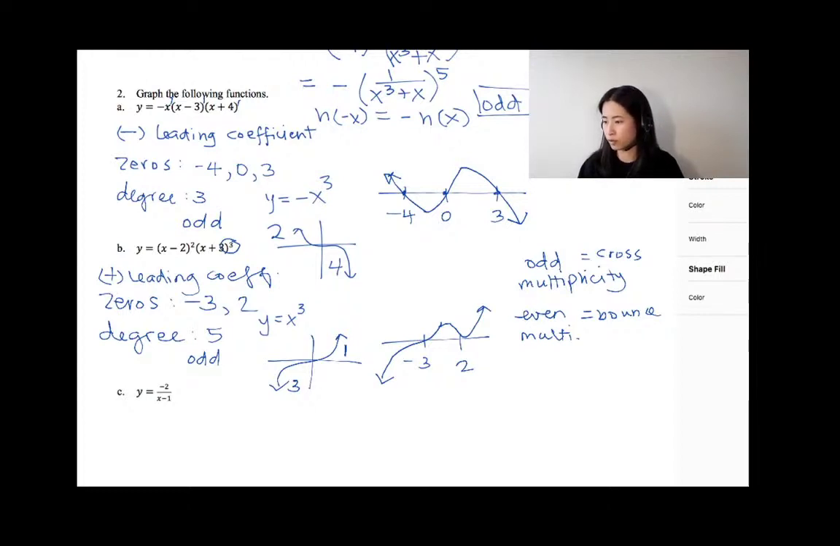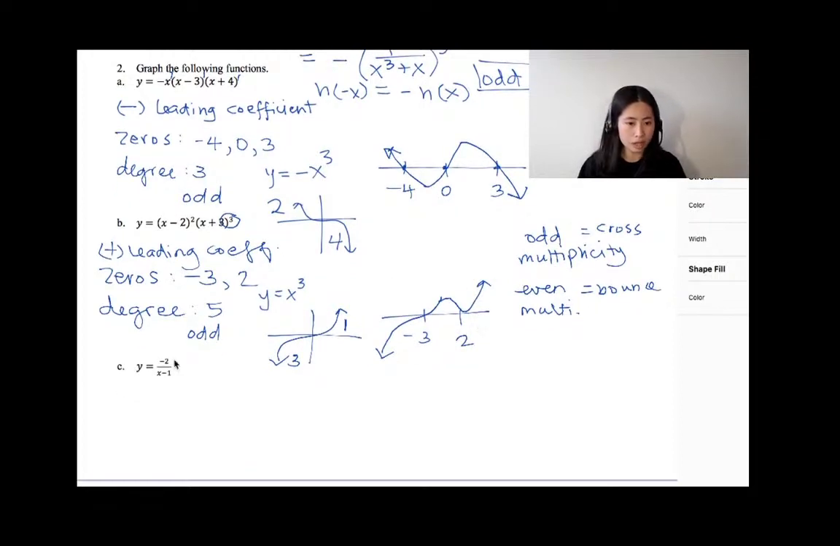So let's move on to question C. Okay, we can see that this is a rational function, right? So if it's a rational function, that means you're going to have a numerator and a denominator. Respectively, you have x minus 1. So if it's a rational function, you need to determine whether it has asymptotes, because we know that rational functions have asymptotes.